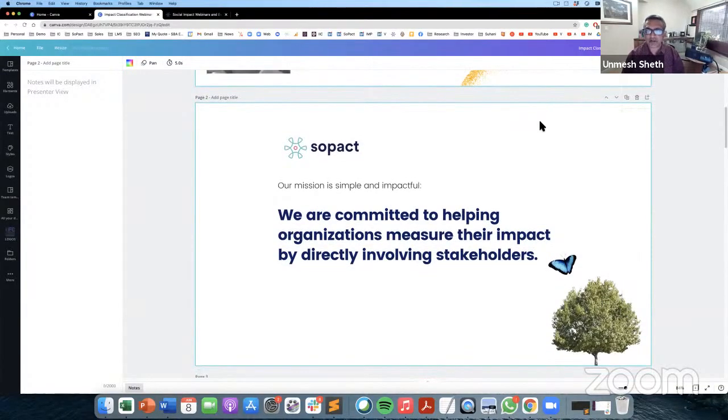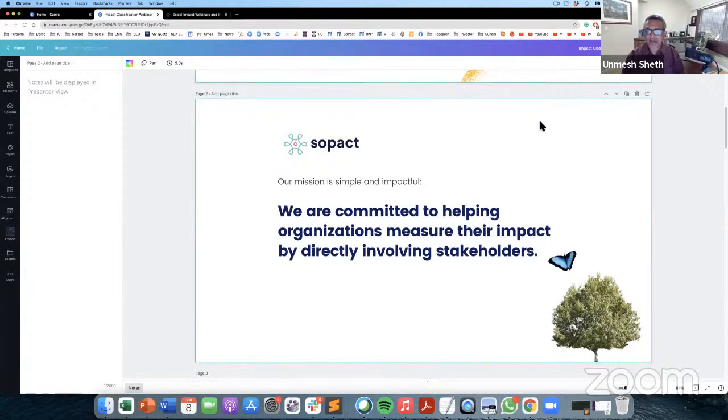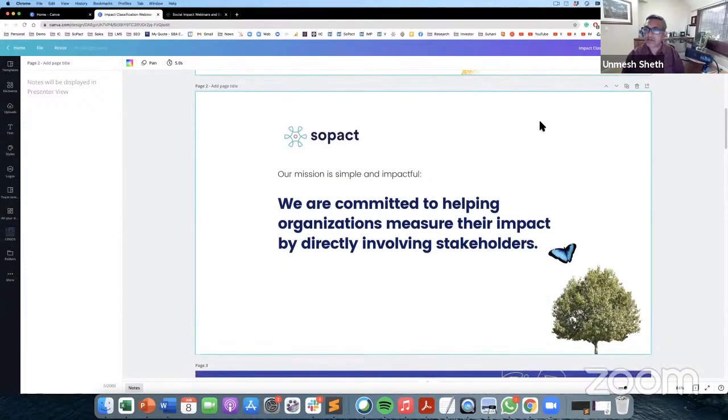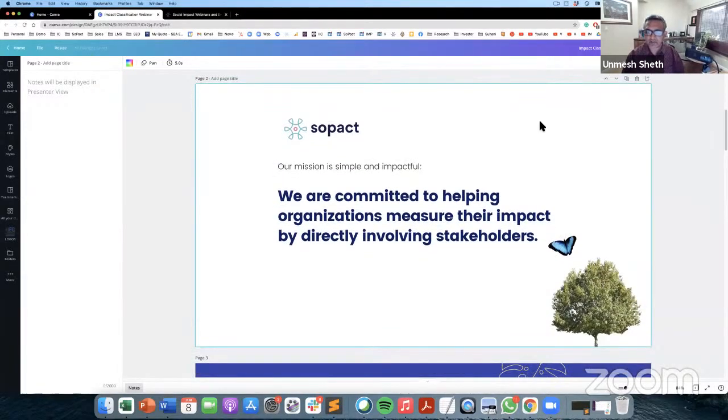So if stakeholders are not engaged or not part of the process, essentially, you are not communicating the right evidence altogether. And that is fundamental to us in helping and growing this space.